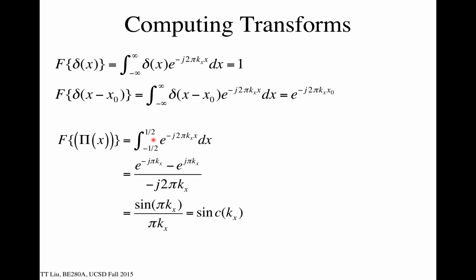When we plug in the rect function into the Fourier transform formula, we get this integral resulting because it only exists between a half and minus a half, right? And then when you perform the integral, you get this result. And remember, this thing here, that much of it is just sine of pi kx. And so this is sine pi kx divided by pi kx, which is sinc of kx.